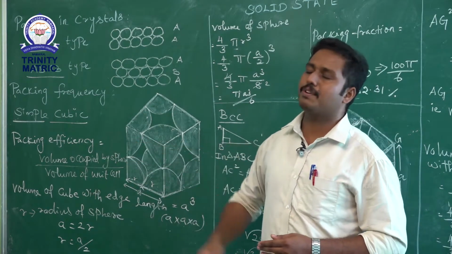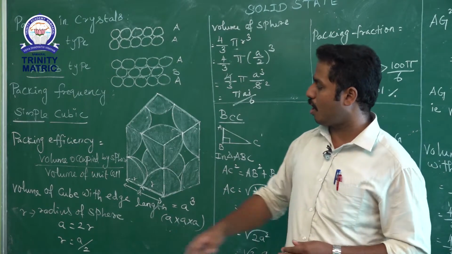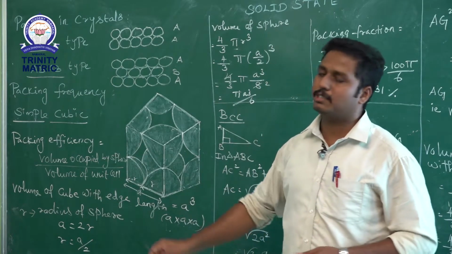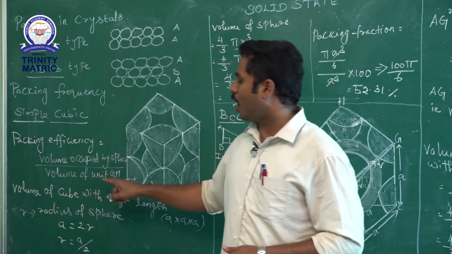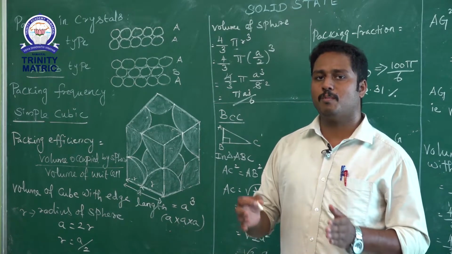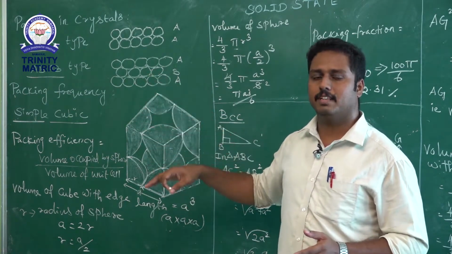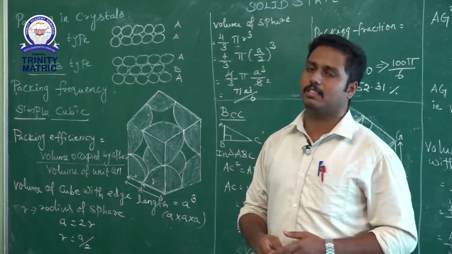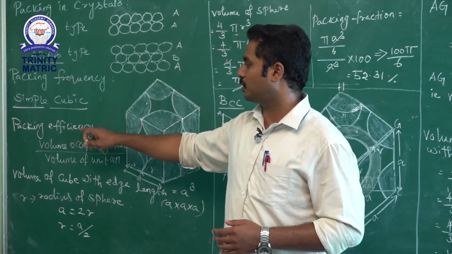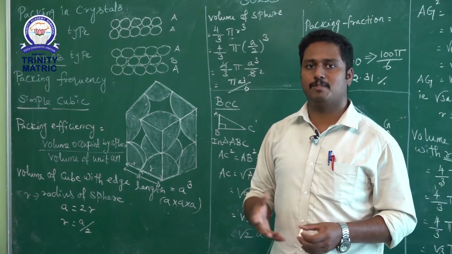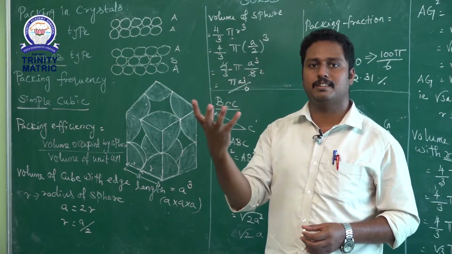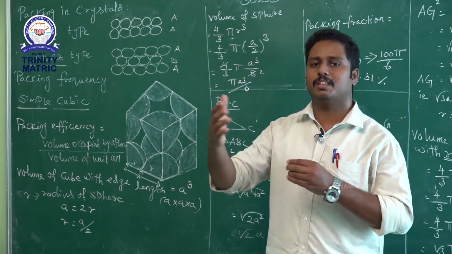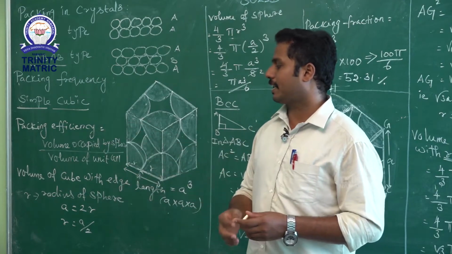Here the packing efficiency can be calculated using the formula: volume of space occupied by spheres divided by volume of the unit cell. That is, the volume occupied by the spheres in the unit cell divided by the total volume of the unit cell. If we take this ratio, we get the packing efficiency. Able to understand? How many spheres there are, how much volume they occupy, and the overall volume. Taking the ratio of these two, we get the packing efficiency.